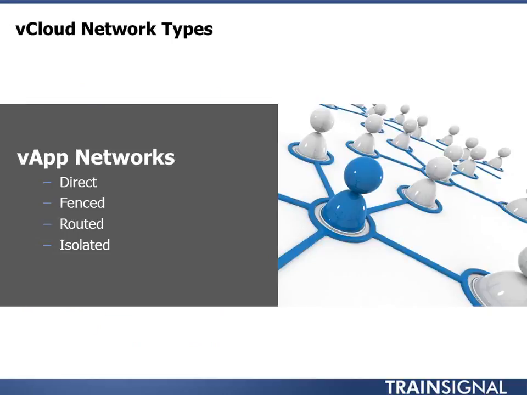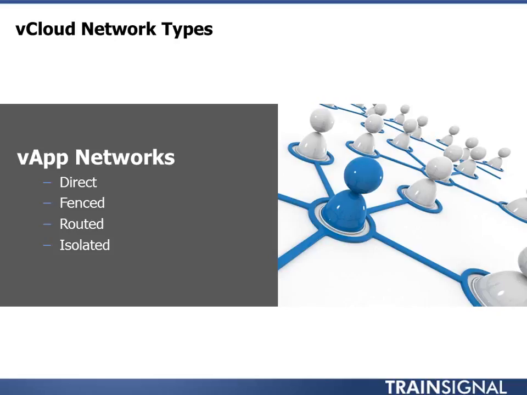So the final type of networking in vCloud is vApp networks. Now, vApp networks are interesting because when you build a vApp, that's kind of when you decide how the vApp network should work. And they're kind of on demand. When the vApp is powered on, this network exists and is functioning. And when it's powered off, the vApp network is not needed. It can be shelved, so to speak.